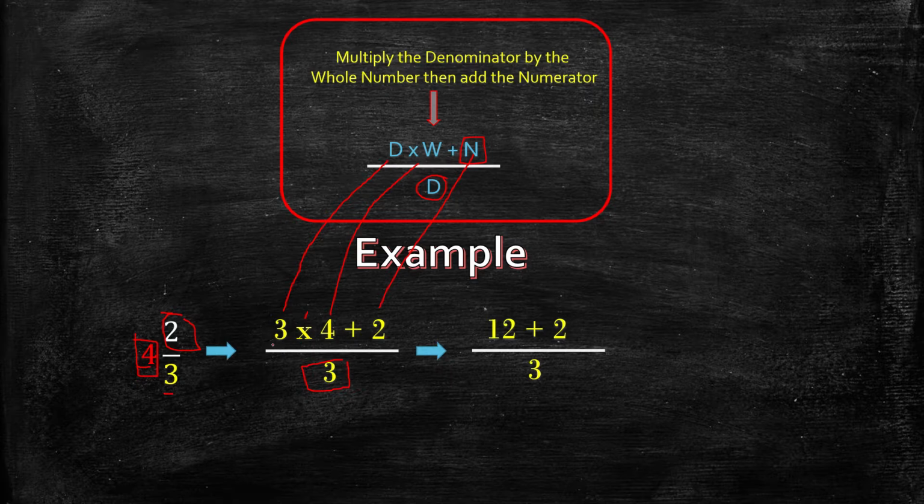So you would multiply 3 times 4. Okay, the denominator times the whole number. That's how I got 12 right here. Okay, that is the first step. Now you still have 12 plus 2. The denominator is staying the same. The next step is to add the 2 to the 12. 2 plus 12 gives you 14. That is how I got 14 over 3. Okay.